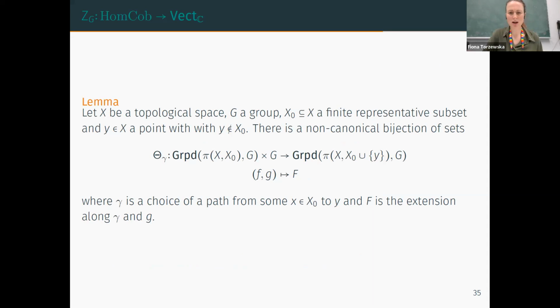I don't know how much time I have left. About 6 minutes. Okay, I'm going a little bit slower than I anticipated, so maybe I should skip over some things.